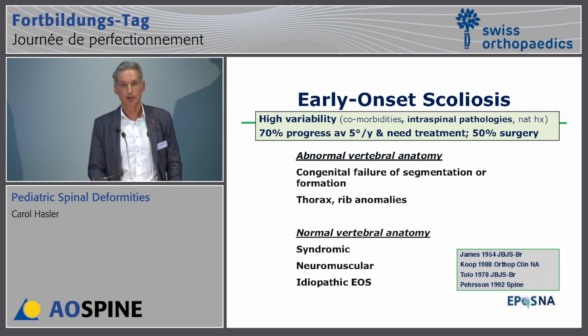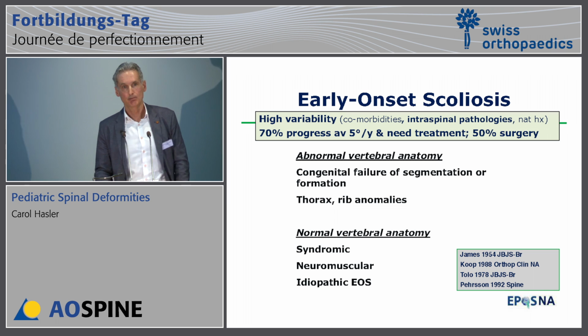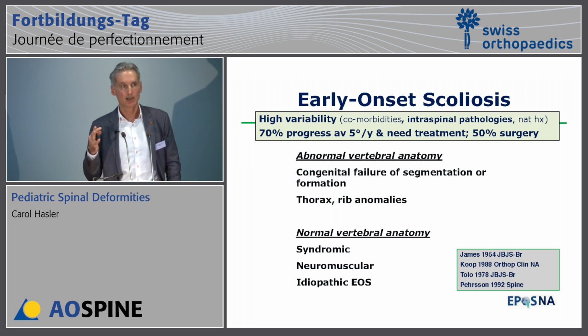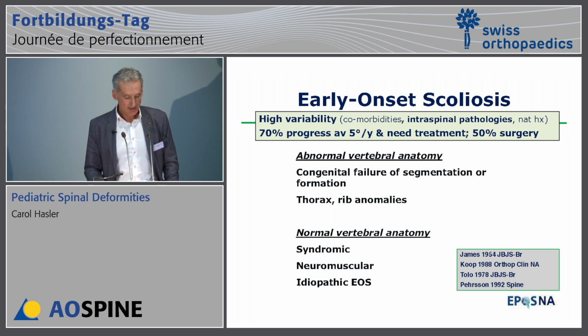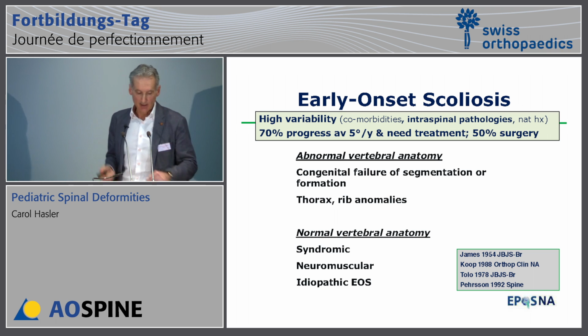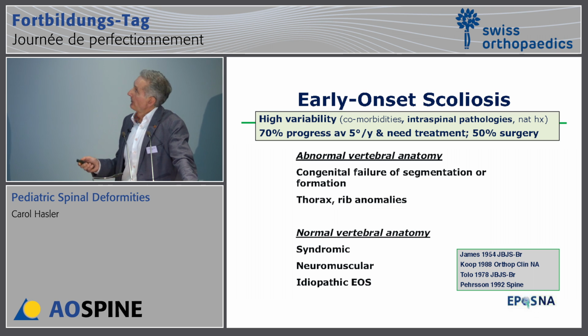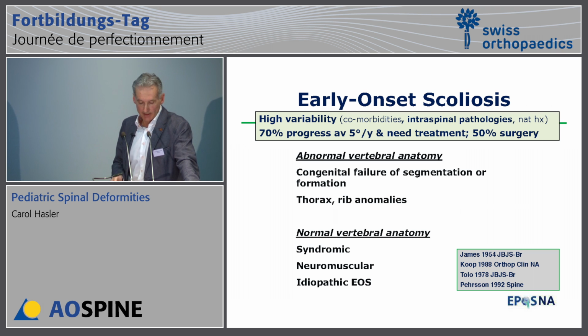So let's talk about the difficult field, early onset scoliosis, with a very high variability, many comorbidities, about 30% intraspinal pathologies, tethered cord, syrinx, diastematomyelia, and so on, and a bad natural history. So in many of those young patients, they have a very high mortality if you don't treat them. So it's easy to get an idea how to treat them if you differentiate between an abnormal vertebral anatomy and a normal vertebral anatomy.